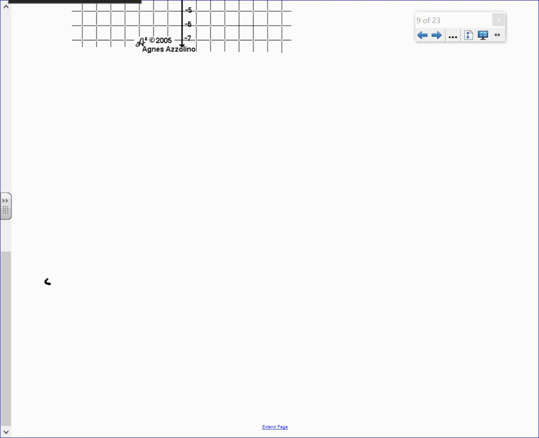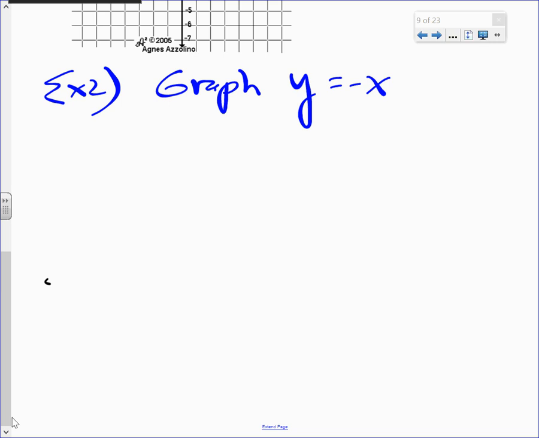Last example. Example 2. Only 2 examples today. Let's graph now. Watch this. Y equals negative x minus 3. Last example. Negative x minus 3.